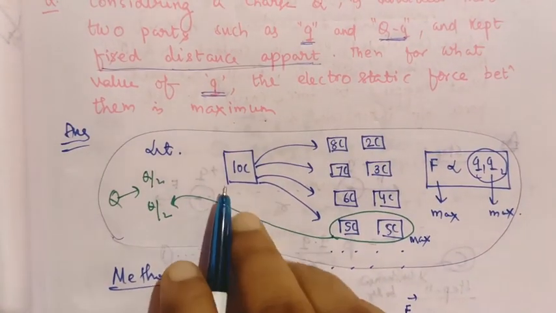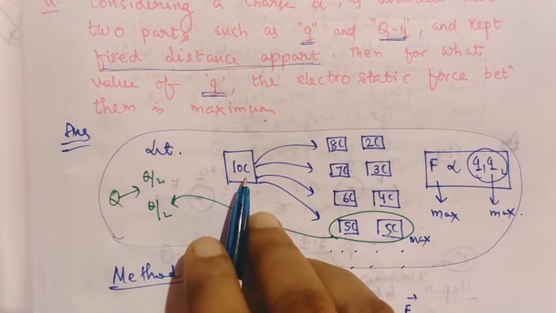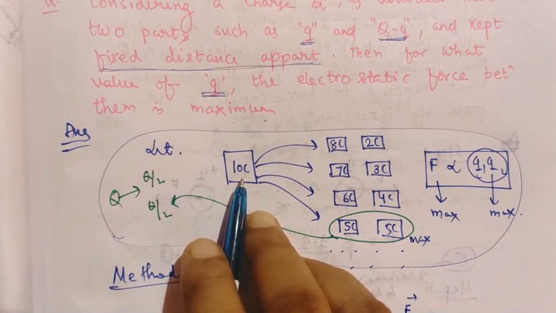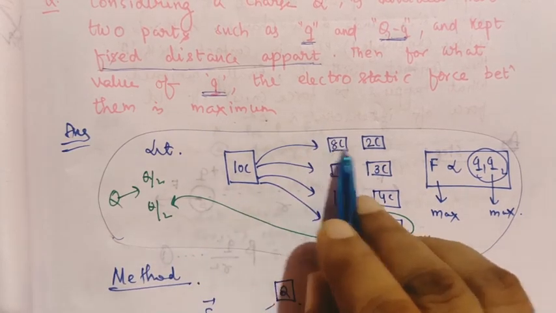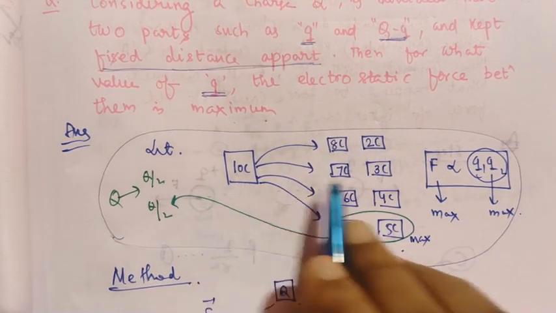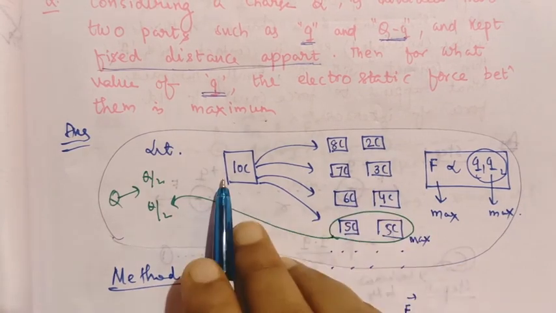You see, I am giving 10 coulomb of charge. I am asking you to divide it. There are so many ways you can divide it. I have just given 4 types. 8 coulomb and 2 coulomb, that means 10 coulomb. 7 coulomb and 3 coulomb, that also means 10 coulomb.